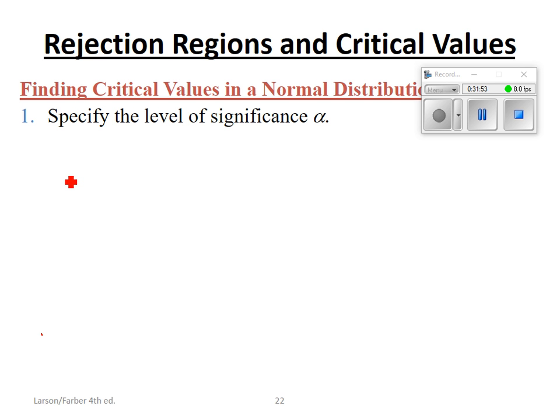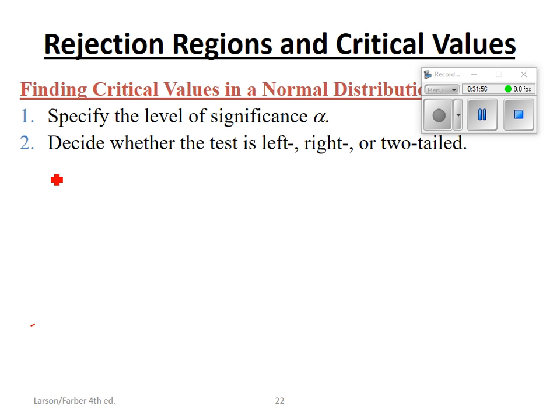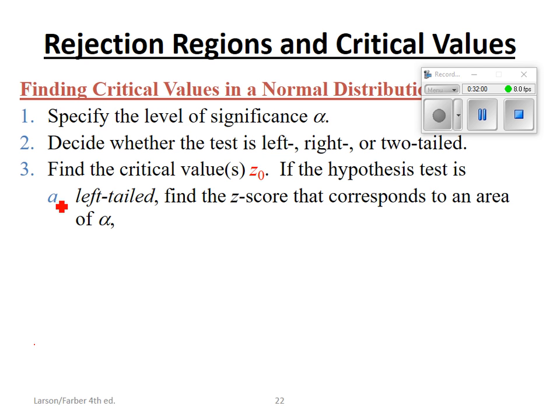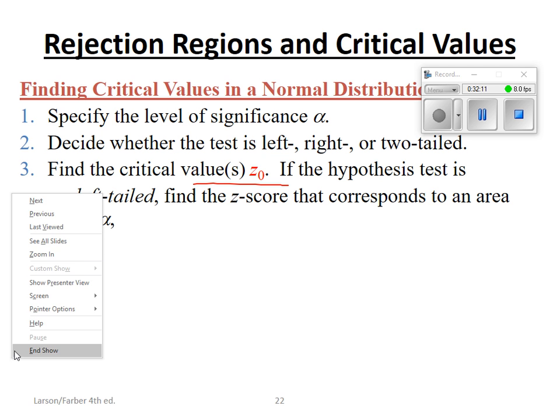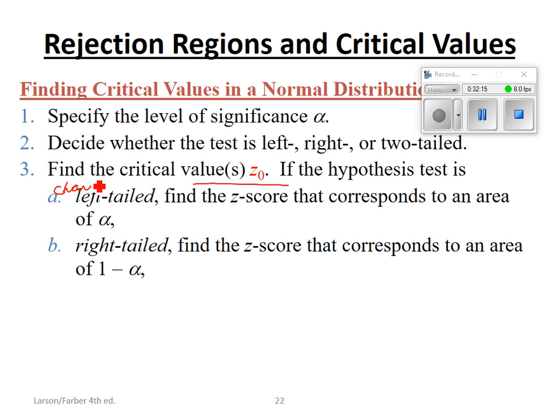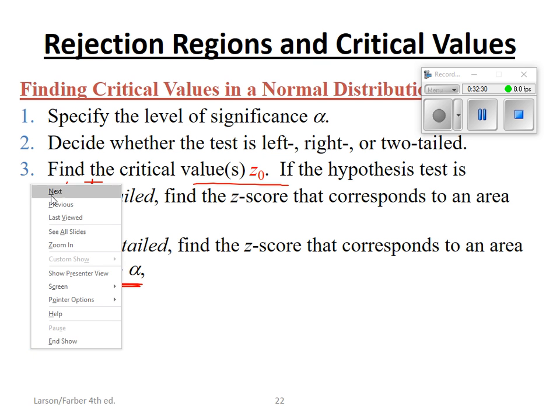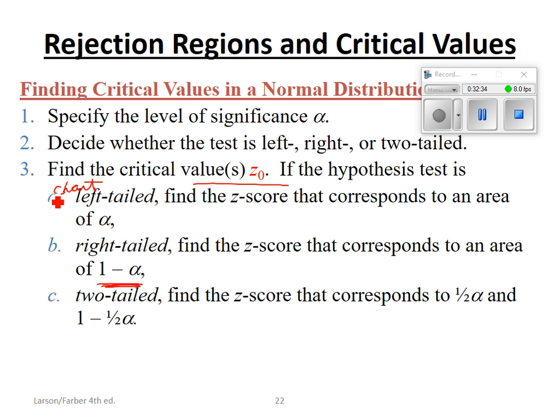Finding the critical value: specify the level of significance, find your alpha, decide whether it's left-tailed, right-tailed, or two-tailed. Find the critical value, or find your ZO. That's your critical value. If the hypothesis test is left-tailed, then you just find the Z-score on the chart. So on this one, you just use the chart, whatever the number it gives you on the chart. Right-tailed, you got to do 1 minus the alpha to find your Z-score, or to find that area. And then if it's two-tailed, you do 1 minus 1/2 times alpha. So these are sort of new. You're sort of going backwards from what we were doing with this stuff over here. So that's how to find those critical values in a normal distribution.